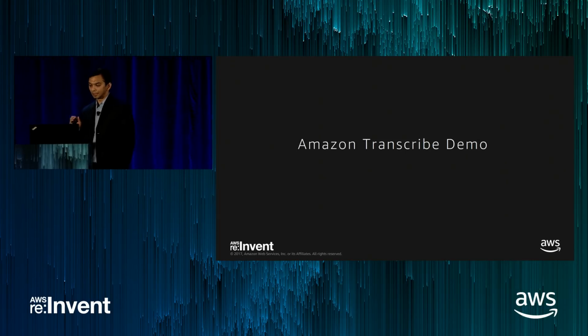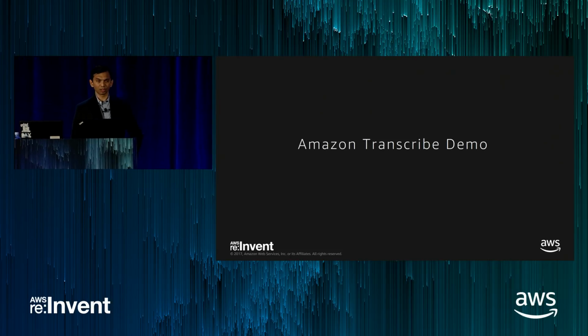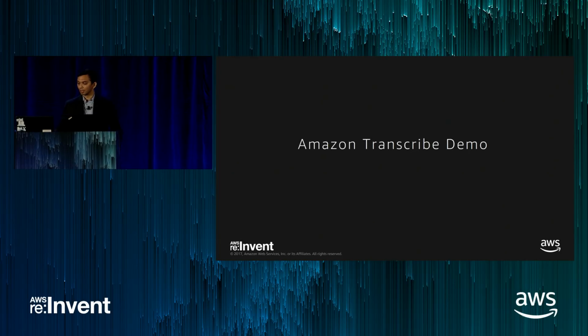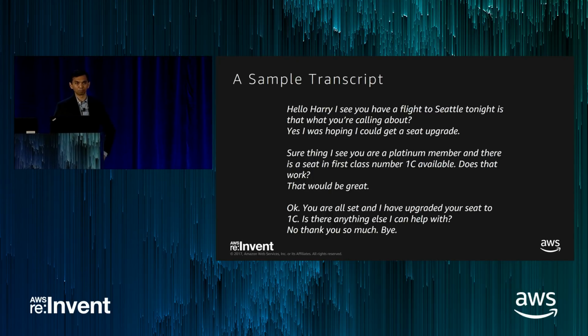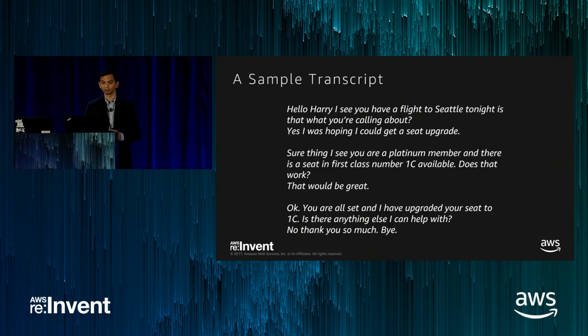What I'm going to do now is take you through a quick demo. First, I'll walk you through what we can do with Transcribe and Amazon Comprehend, and then I'll show you an implementation of the demo. Let's say you have a sample transcript of a person calling an airline agent, asking for a seat upgrade. The agent says that we know you're a platinum member, we have a seat, does it work? The customer is really happy. The seat upgrade happens, and the call is done.